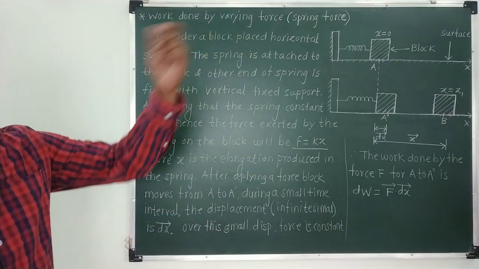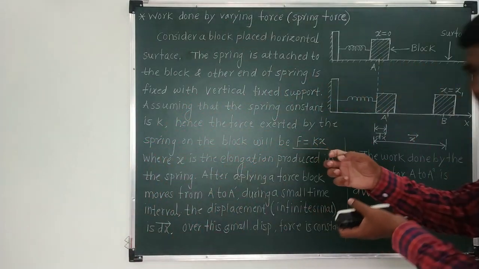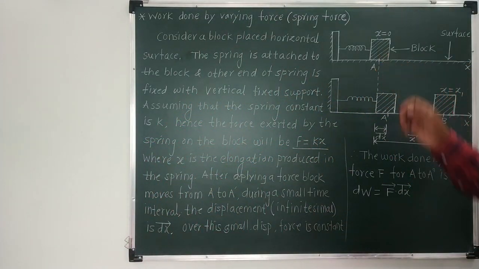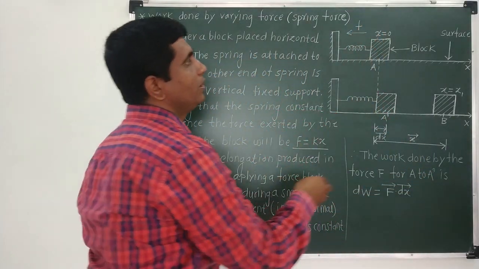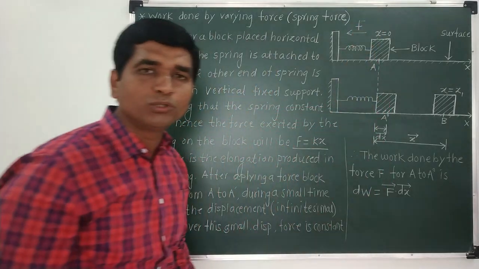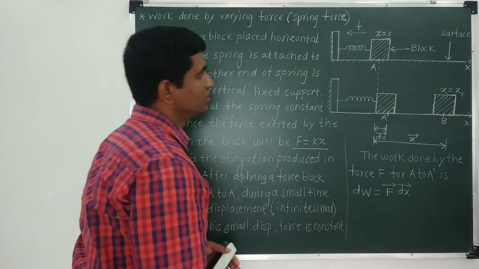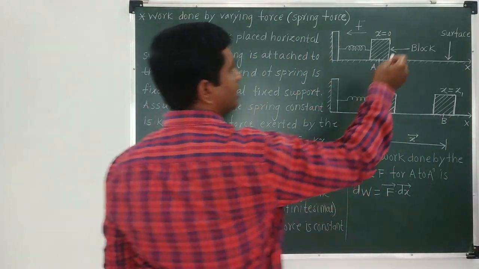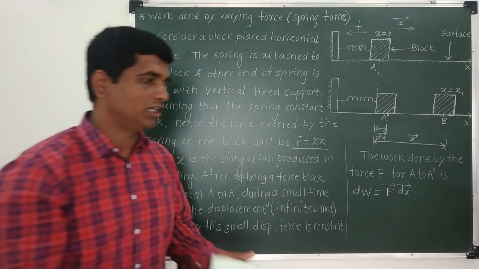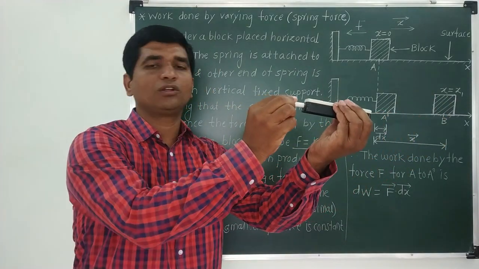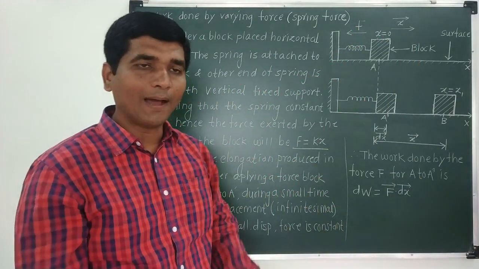Now we have to consider one thing over here. If you are moving a block in this direction, the spring will exert a force in the reverse direction because they are oppositely directed, because it is a restoring force. Okay, so if the block moves in this direction, the displacement is in this direction and the restoring force is in this direction. So your force and displacement both are oppositely directed.